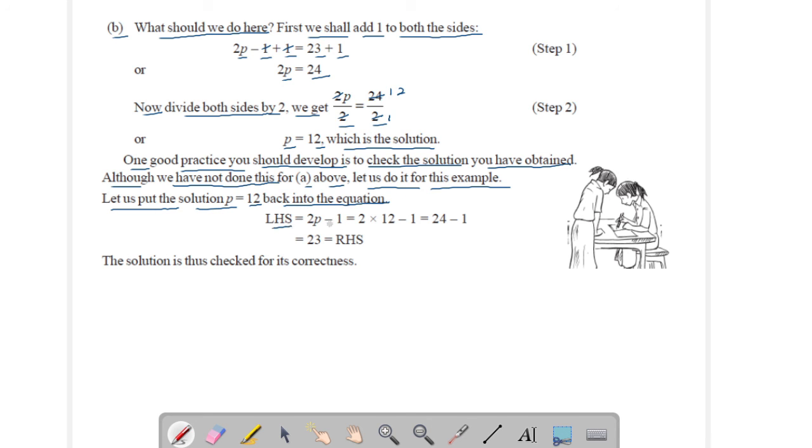See left hand side, it is 2p minus 1. Here what is p? P is 12. So replace p by 12. This can be written as 2 into 12 minus 1. 2 into 12, it is 24 minus 1. And 24 minus 1, it is 23, which is equivalent to right hand side. Thus the solution is checked for its correctness.